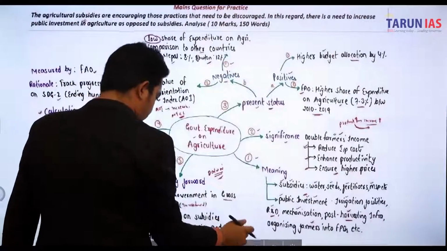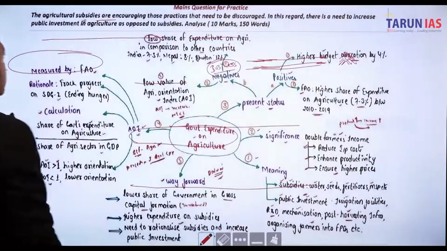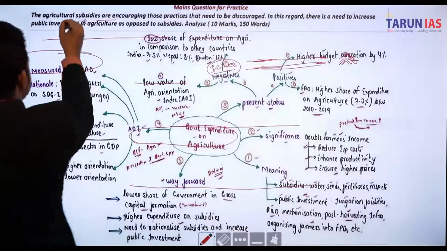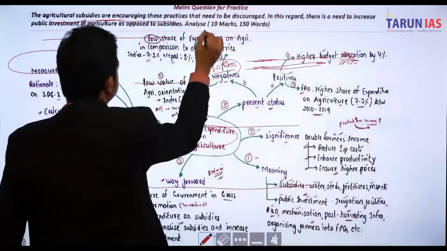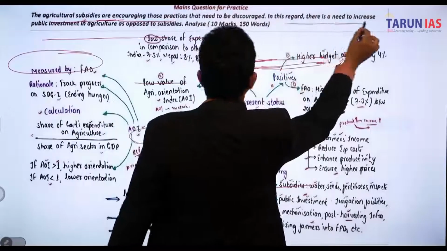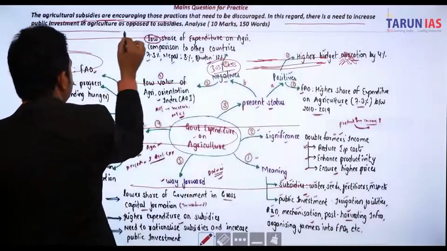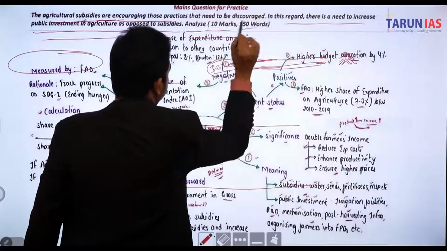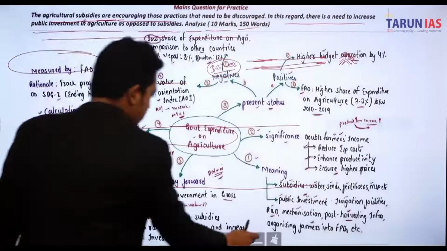Okay, so here we can take the mains question for practice: agriculture subsidies are encouraging practices that need to be discouraged. In this regard, there is a need to increase public investment in agriculture as opposed to subsidies. Analyze. This is a 10-marker question, 150 words. So in short, I have discussed the question.